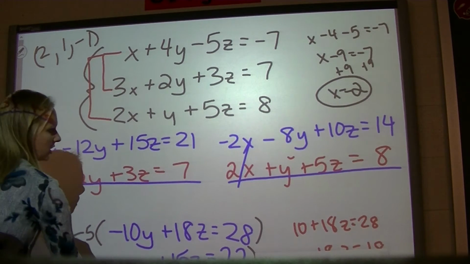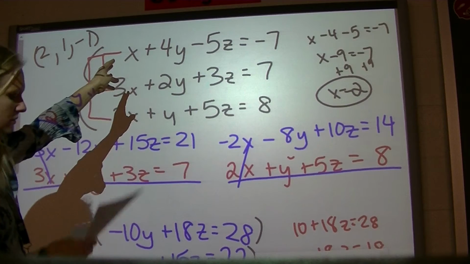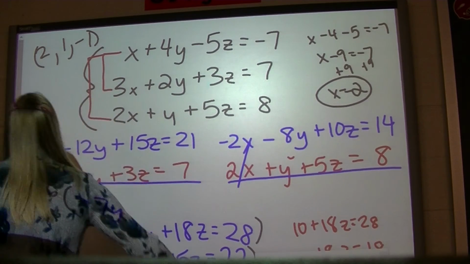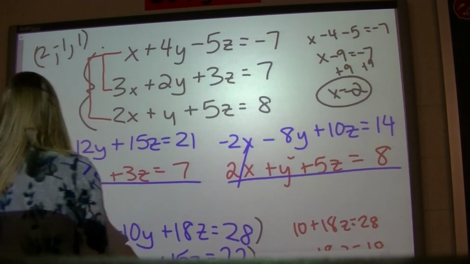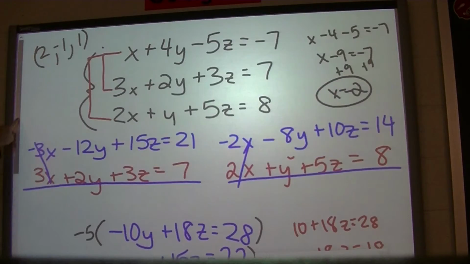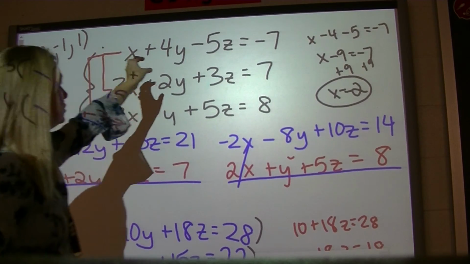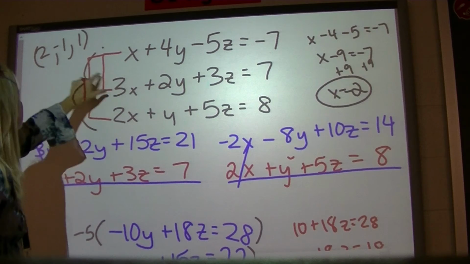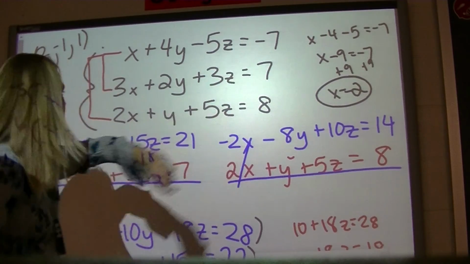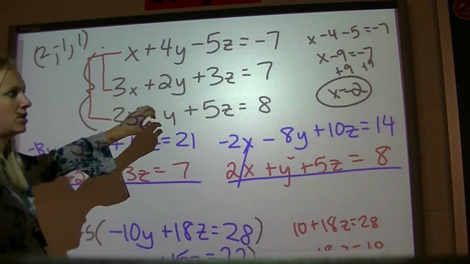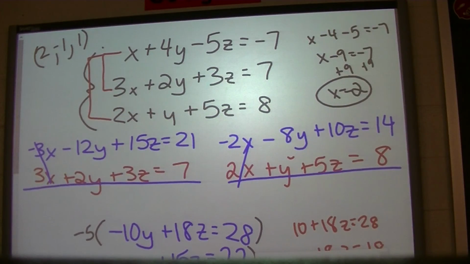And by all means, plug it in and check to make sure it's right. Oh, I wrote that wrong, sorry. It's x is 2, y is negative 1 and z is positive 1. If I would have seen those there, I would have realized that. Okay, so anyway, 2 plus negative 4, so that's negative 2, and negative 2 minus 5 is negative 7. That first one checks. 3 times 2 is 6, 6 plus a negative 2 is 4, 4 plus 3 is 7, that checks as well. 2 times 2 is 4, 4 plus negative 1 is 3, 3 plus 5 is 8, so that checks. So that is the solution to that system.